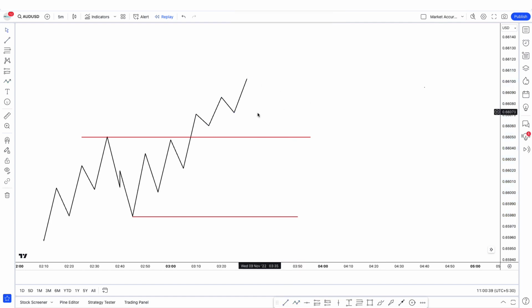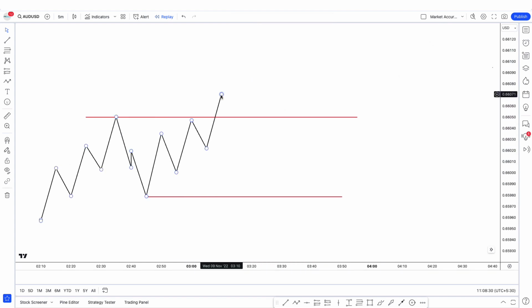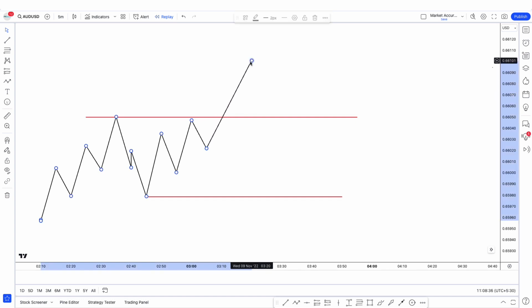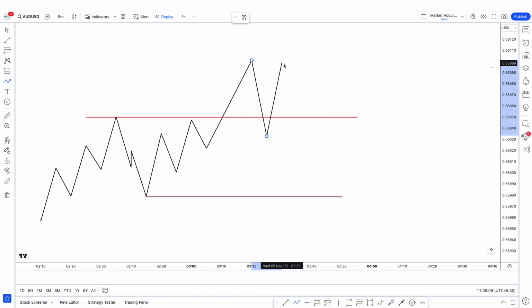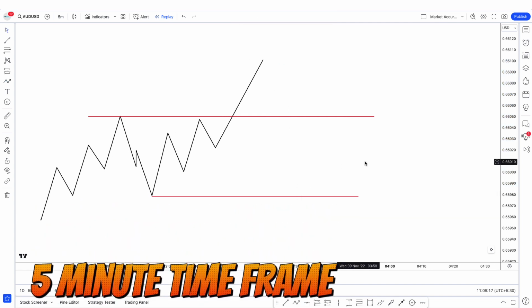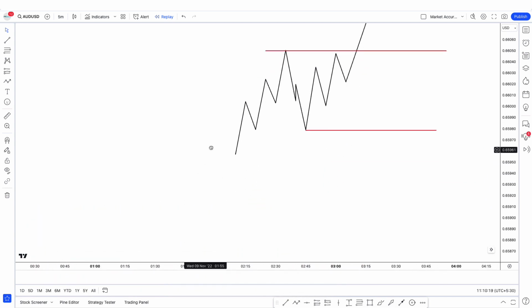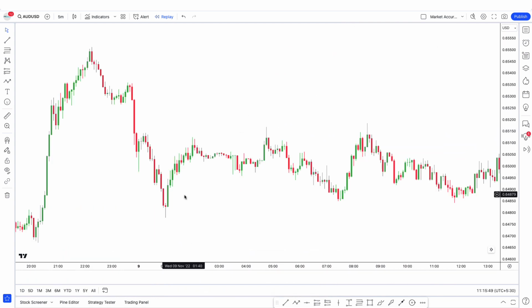You just want to see this as the actual structure. It can go this high, right? Or it could go, this is the max length. This is somewhere around here. And then it should come back and break the structure, which would be this. And we take our entry here and we target this level. And we're looking at the 5-minute time frame, and we should only be looking at one time frame in this trading strategy.